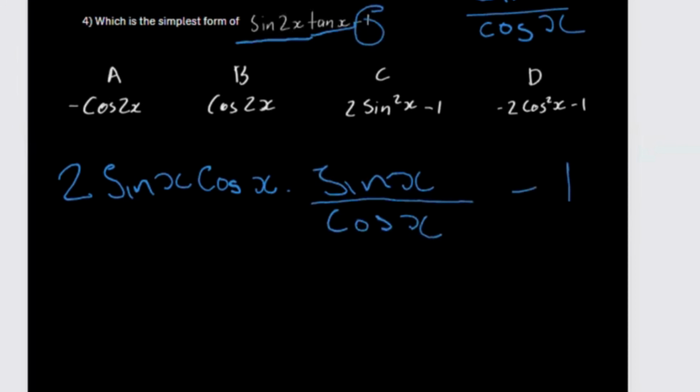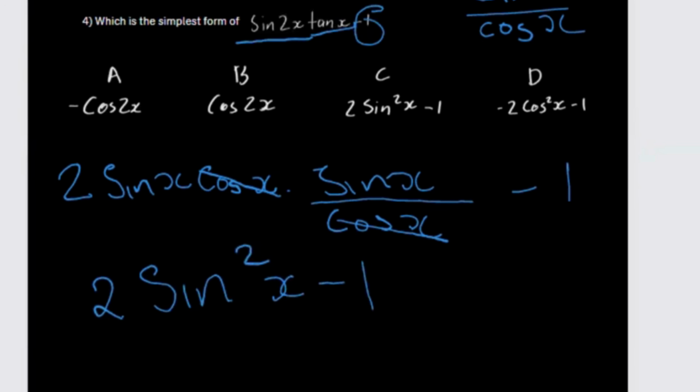Then from here, we can cancel cos x against cos x, and it's basically 2 sine x times sine x minus 1. So sine x times sine x is sine squared x. So then we're going to have 2 sine squared x minus 1. And you can see there that you actually do have a solution like that, which is C. All right, cool. Hope that makes sense.